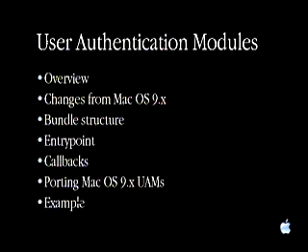The other API, which we will have as a beta SDK, well, it's supposed to be up on the website today, but it looks like it'll be next week, is the user authentication module API. We've got a few changes from macOS 9, but not many. It's packaged as bundles, still has the same entry point as the old macOS 9, same callbacks, and I'll go over what you need to do to port a UAM from macOS 9 and show you an example of doing a port.